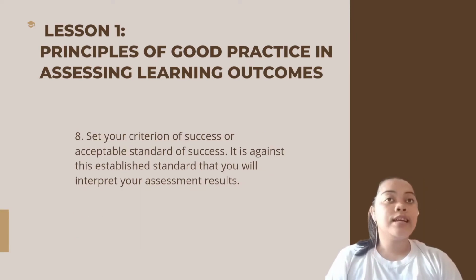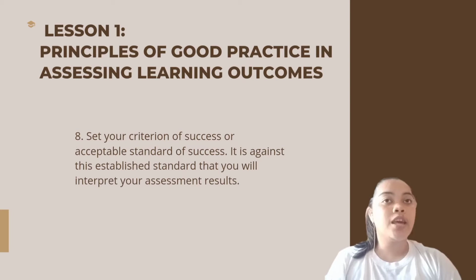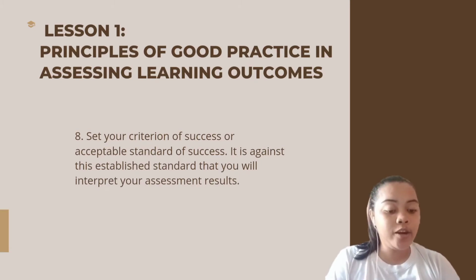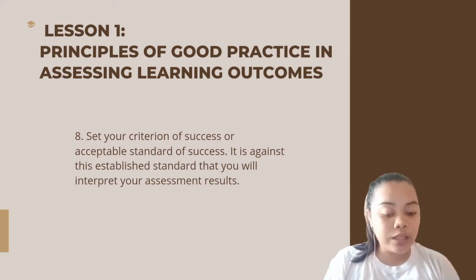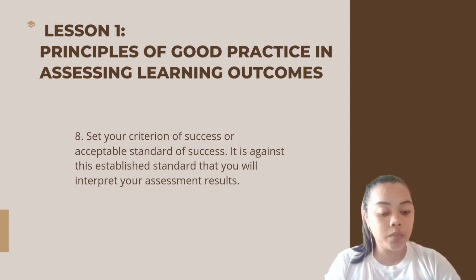Number 8. Set your criterion of success or acceptable standards of success. It is against the established standard that you will interpret your assessment result. So a criterion of success is a list of features that the teacher wants the children to include in their work during the course of a lesson. It is a really good way of making children aware of what is expected of them and can also encourage them to extend themselves during the course of the lesson.